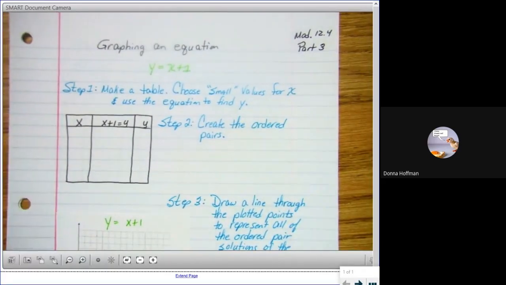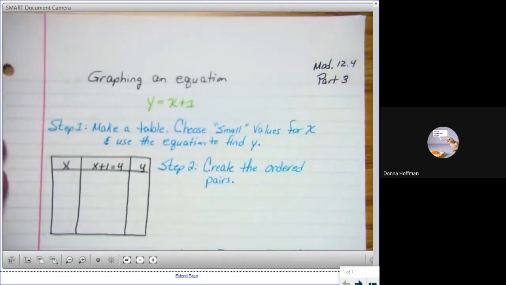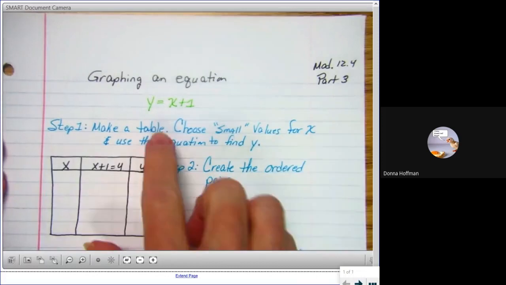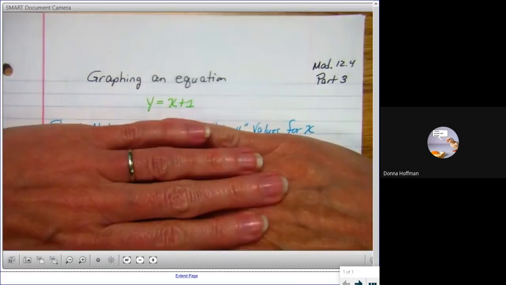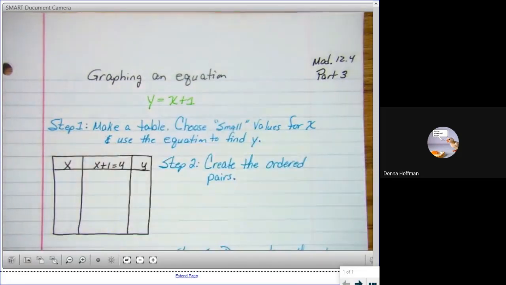Okay, this is module 12.4, part 3. And I believe this is going to be the last part 3. Okay, to prepare your page, this is graphing an equation. So if they're just going to give you an equation, this is all they're going to give you: y equals x plus 1. And from just that equation, now you've got to run it backwards. You've got to create the ordered pairs, and then you've got to graph it.